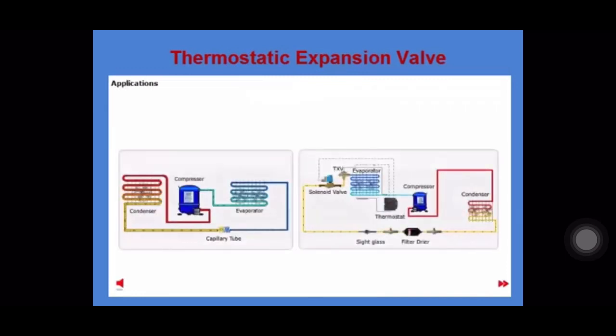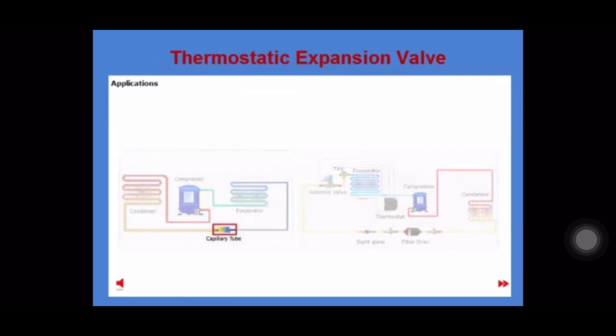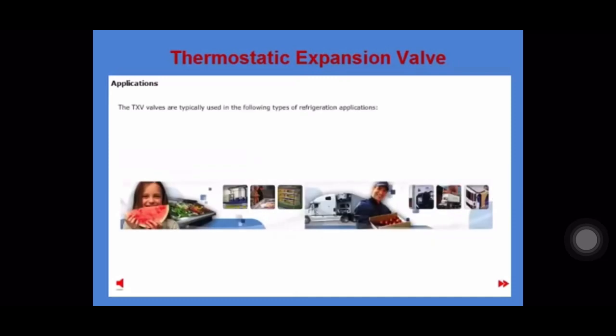A throttling device is necessary in all refrigeration applications. In the most basic systems with little demand for optimization, a capillary tube may be used. However, as soon as optimization of energy or function is necessary, a thermostatic expansion valve, TXV, is used. These valves are typically used in a wide range of refrigeration applications. On the following slides, a selection of some of the possible applications is shown. The slides are divided into the following groups: commercial refrigeration, residential AC and heat pumps, commercial AC, and food retail.